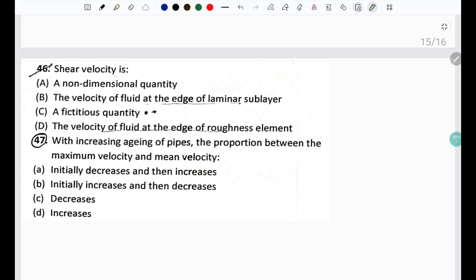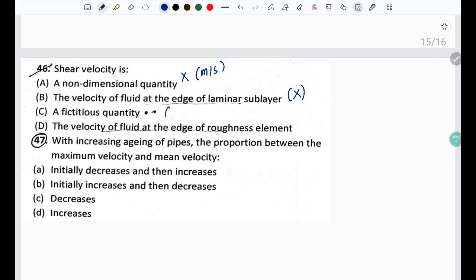Here is another question which says shear velocity is, this is a SSC PYQ, and is it a non-dimensional quantity? No, it has units of meter per second. The velocity of fluid at the edge of the laminar sublayer? No.